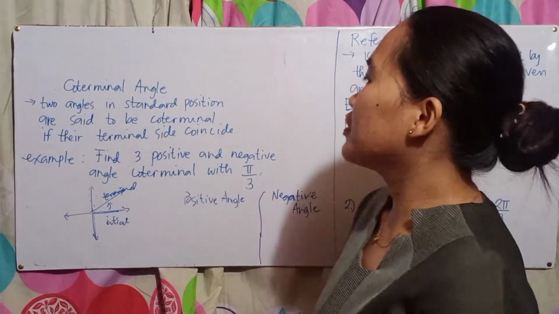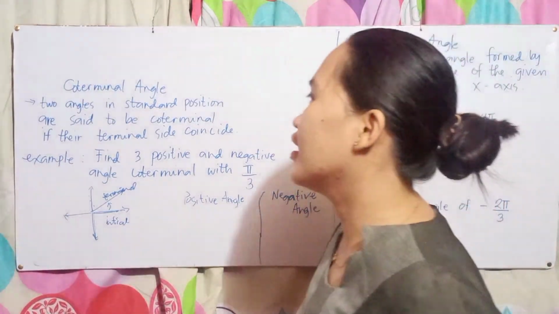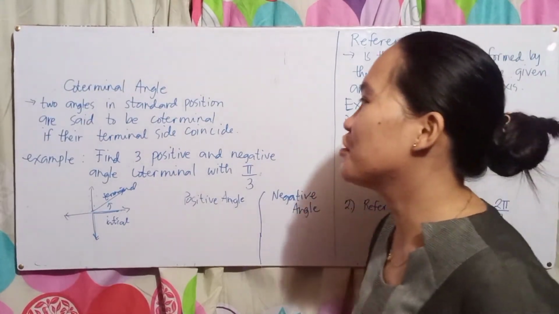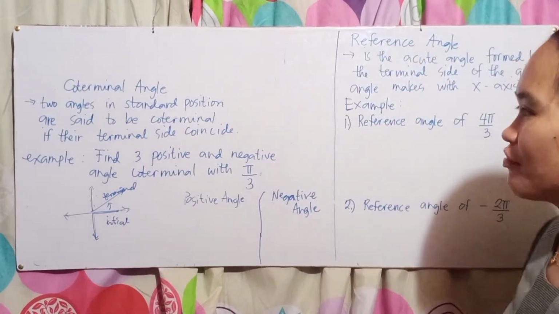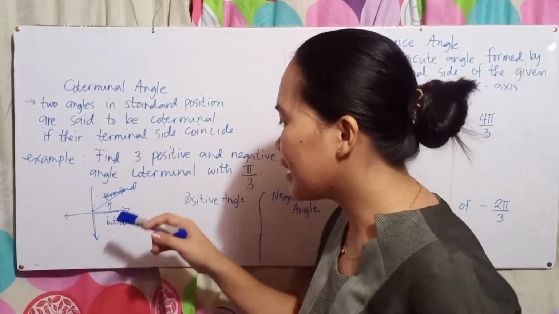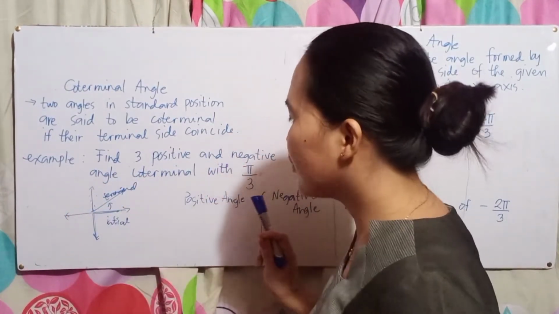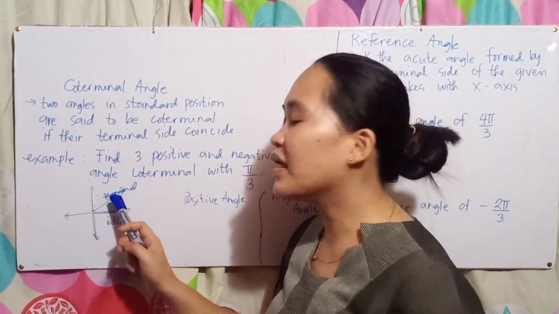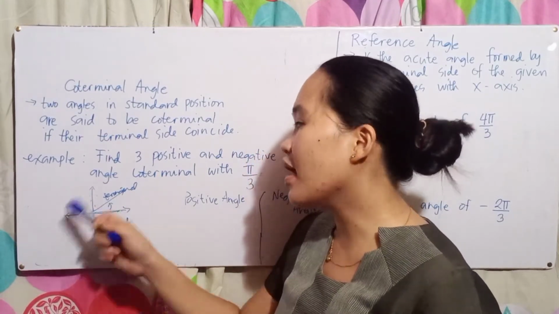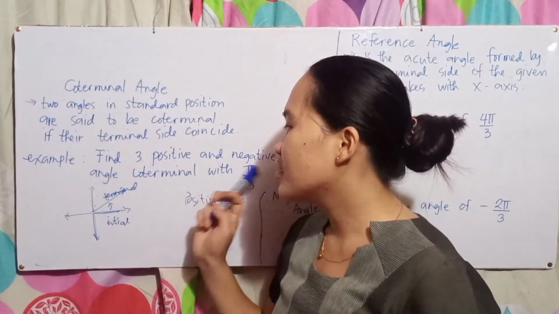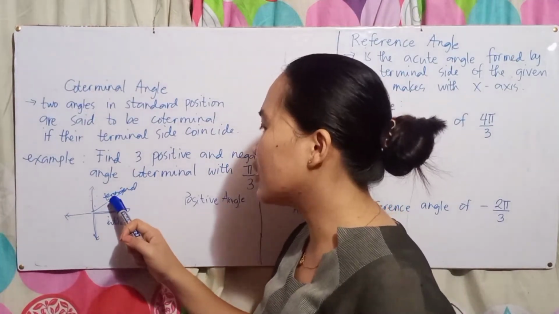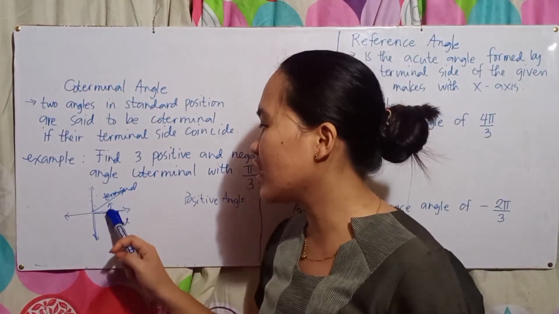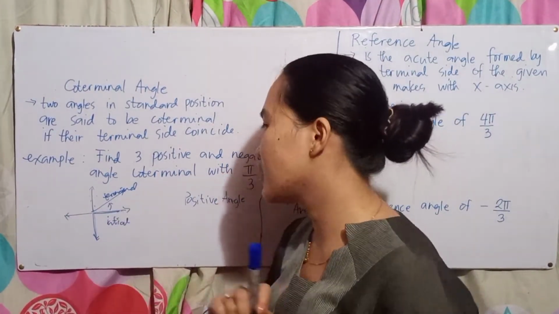Okay, let's proceed to coterminal angle and reference angle. Coterminal angles are two angles in standard position that are said to be coterminal if their terminal sides coincide. So they have the same terminal side. The initial side is always on the positive x-axis. Only the terminal side rotates. It can be clockwise or counterclockwise. If the angle is positive, the rotation is counterclockwise. If the angle is negative, the rotation is clockwise.